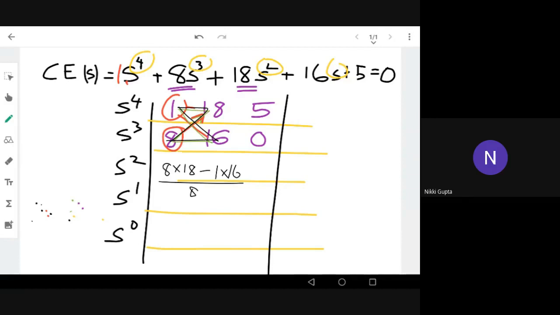So what is 8 into 18? What is the answer of this?